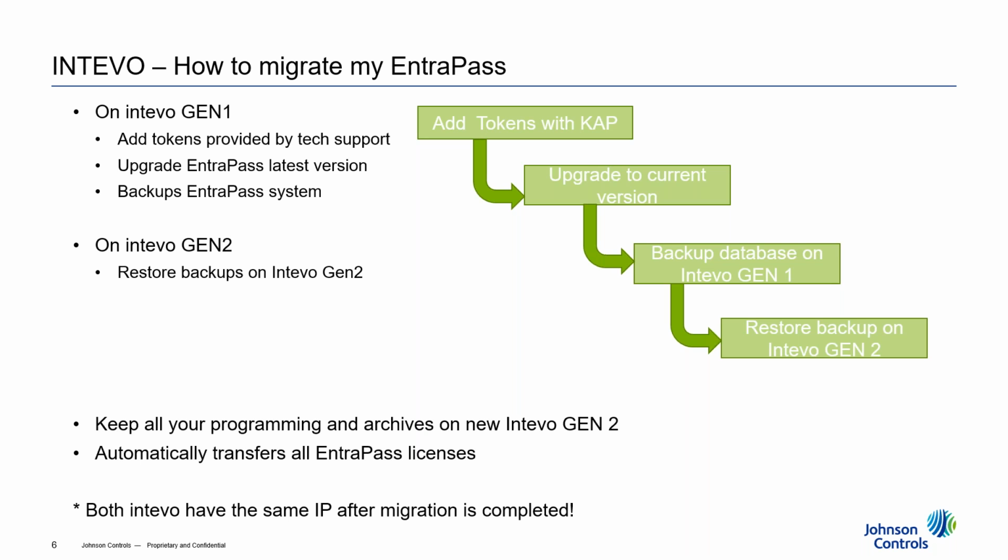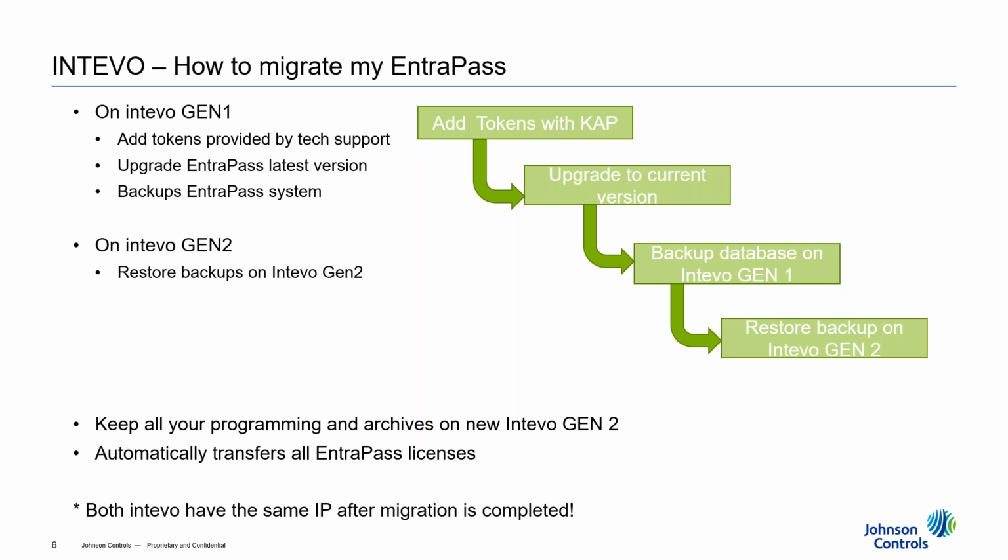Now, to migrate, as I said, the tokens are provided by our tech support, so there's no reason to purchase tokens. You will upgrade the Gen 1 to the latest version. At that point, you will back up the Gen 1's database, and I'll show you this live in an actual database. We'll do one within the software so that you are familiar with the backup and restore process. Once the backups are made, you'll copy them onto a thumb drive, install that onto a Gen 2 machine, and restore that backup to bring everything current. It's going to keep all of your database: all of your devices, sites, connections, controllers, doors, relays, inputs, schedules, holidays, access levels, cards, everything. So everything transfers over.